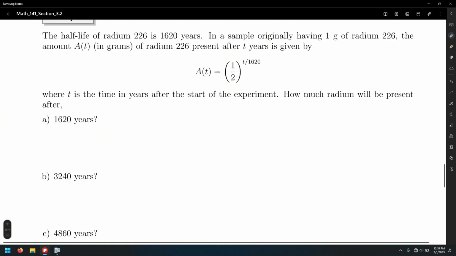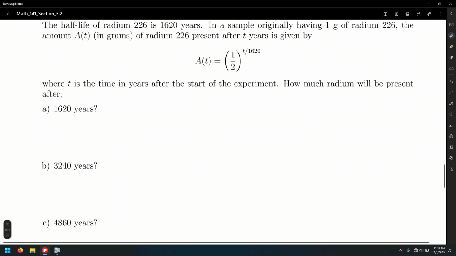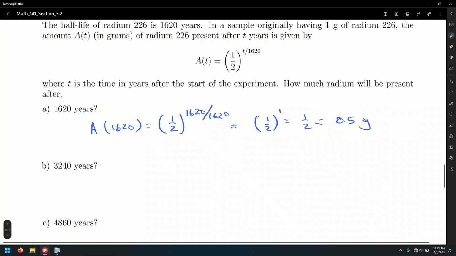So the question is, how much radium will be present after 1620 years, 3240 years? All we do is simply substitute, evaluate A at 1620. That's 1/2 to the 1620 over 1620. Well, 1620 over 1620 reduces to 1. That's 1/2 to the first power, and that's 1/2. That's essentially 0.5 grams. Actually, we're plugging in the value of T for which we have half of the initial, the half-life, right?